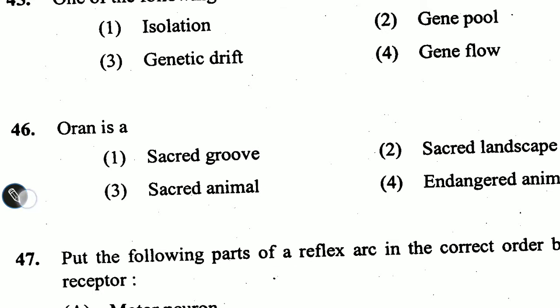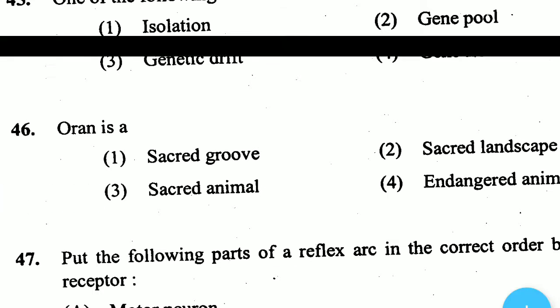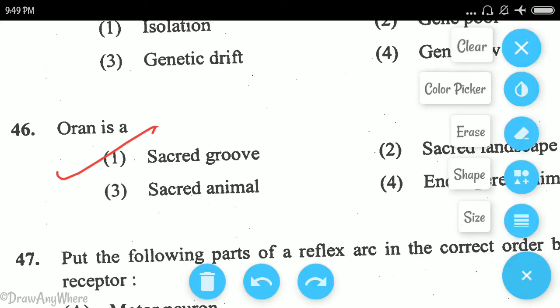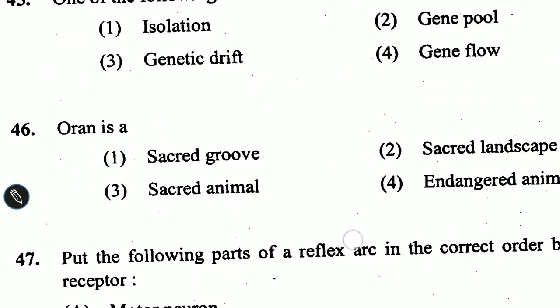Oran is a sacred grove. Actually, what is a sacred grove? The sacred groves are ideal centers for biodiversity conservation of various plants and animals. Here the plants and animals are well preserved. Oran is a sacred grove which is seen in Rajasthan also. Now coming to the next question.